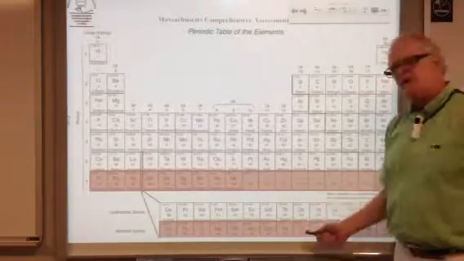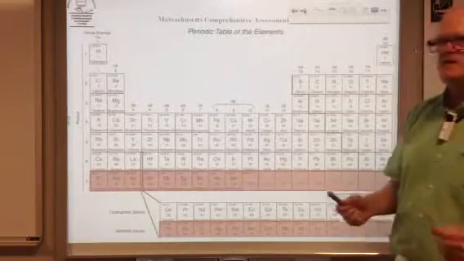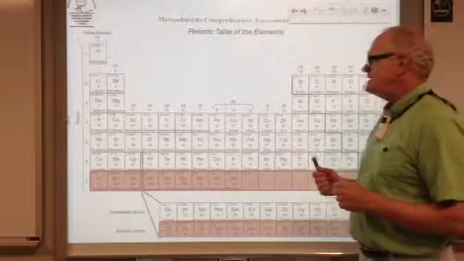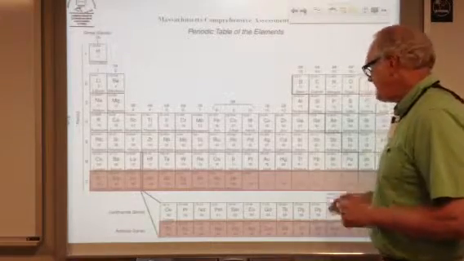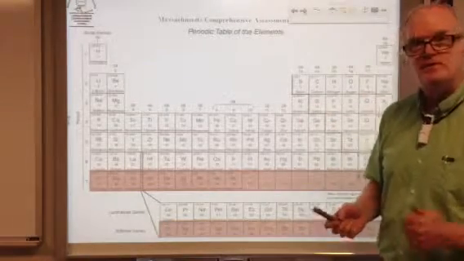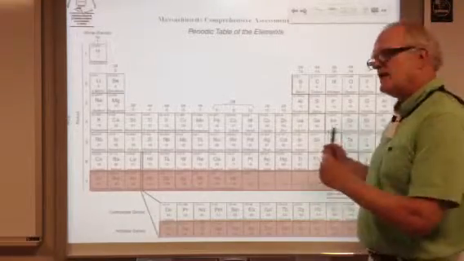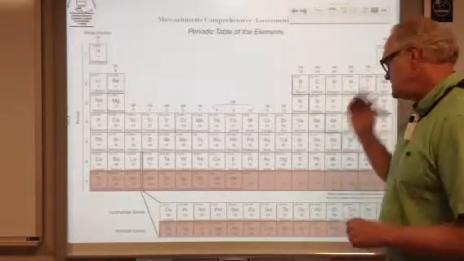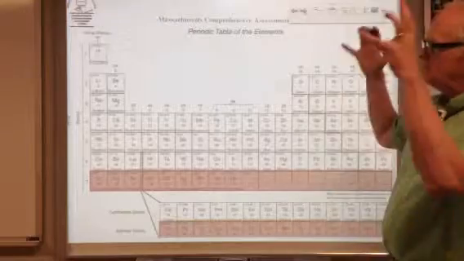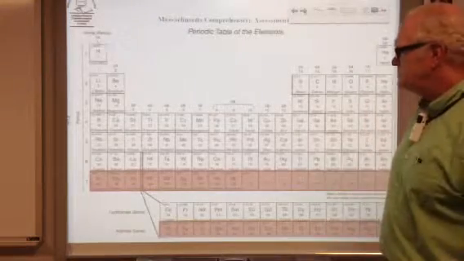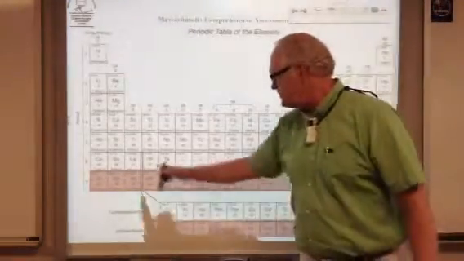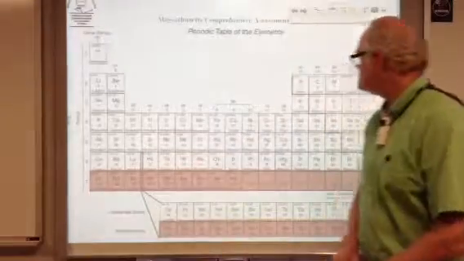The reason they're printed by themselves down here has nothing to do with science. It only has to do with the fact that it makes it easier for the printer and the publisher to fit more information on a page. So by putting them down here, we can print everything bigger and it's easier to read. But these elements actually belong right in here.